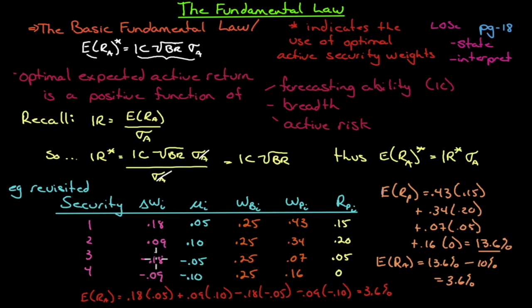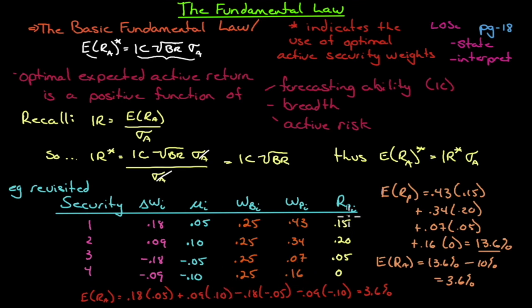All these are consistent. Let's say the weighting in the benchmark of securities 1, 2, 3, 4 was equally weighted, 25, 25, 25, 25. Here's how we construct our portfolio. We weight the first asset 43%. We weight the second asset at 34%, an active weight of 0.09 on top of the 25. The third asset we only weight at 7%, and the last asset we only weight at 16%.